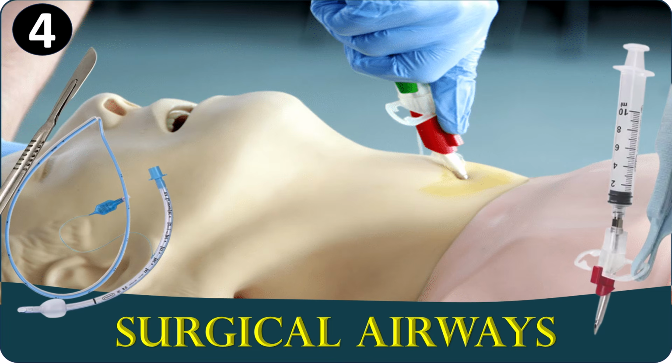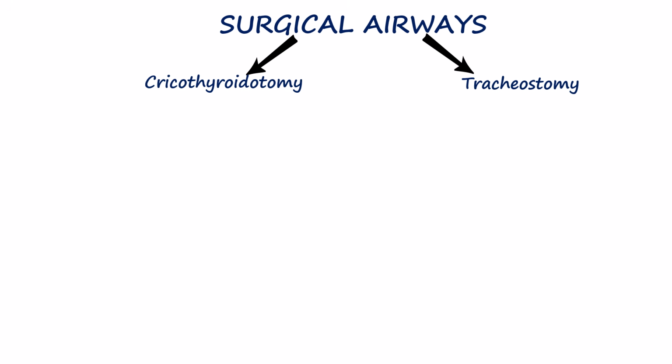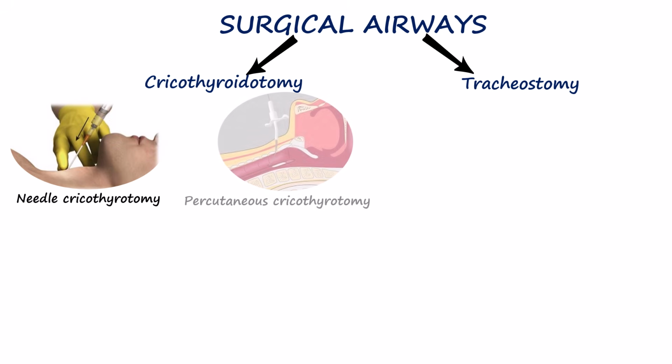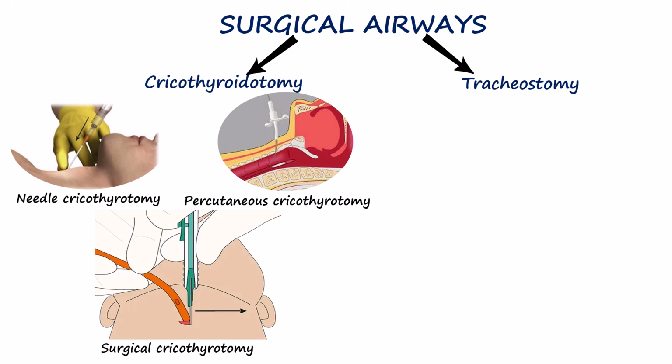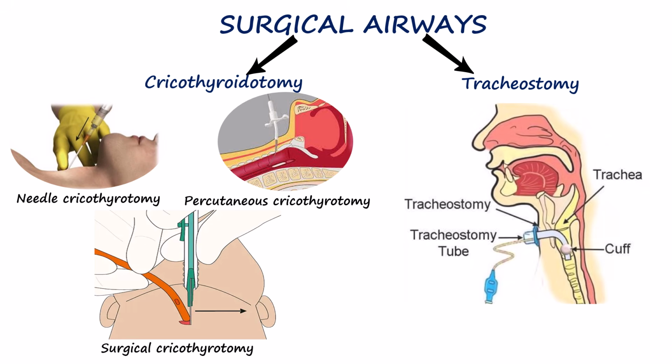A surgical airway is a method of gaining direct access to the trachea through an incision in the front of the neck in order to provide oxygenation and ventilation when normal airway techniques fail or are not feasible. The main types of surgical airways are cricothyrotomy and tracheostomy. Cricothyrotomy is a rapid procedure done through the cricothyroid membrane and may be performed by needle, percutaneous, or open surgical techniques. Tracheostomy is a more complex procedure that creates a direct opening into the trachea, performed either surgically or percutaneously.